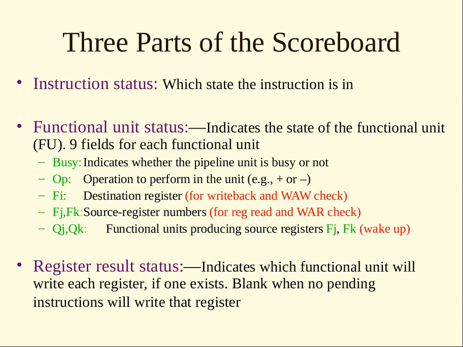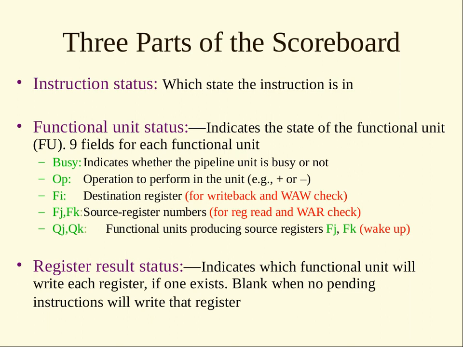The scoreboard needs to know how the units are doing. Is it busy, as in the FP multiplier is actually multiplying something? What operation is it? What's the destination register for it, so it can actually check for write back or any type of write after write issue? Any source registers that it's using, so it knows what it's trying to read from. And then functional units producing source registers, right. The reason this flag is here is if another instruction ends up coming saying, hey look, I'm waiting for this functional unit to complete, you can flag it as well.